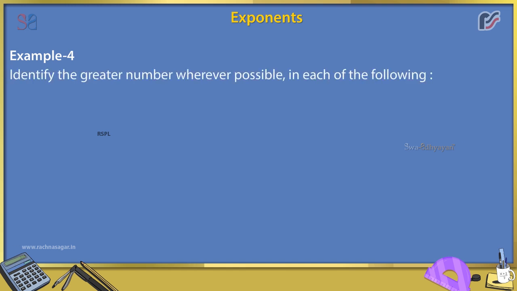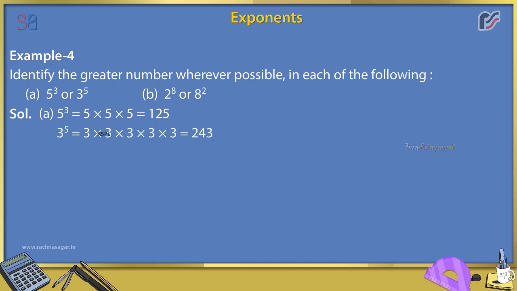Identify the greater number wherever possible in each of the following. A. 5 raised to the power 3 or 3 raised to the power 5. B. 2 raised to the power 8 or 8 raised to the power 2. Solution. A. 5 raised to the power 3 is equal to 5 into 5 into 5, which is equal to 125. 3 raised to the power 5 is equal to 3 into 3 into 3 into 3 into 3, which is equal to 243.